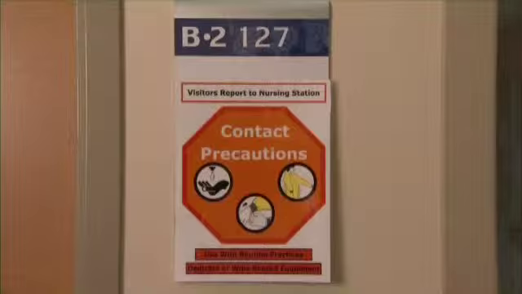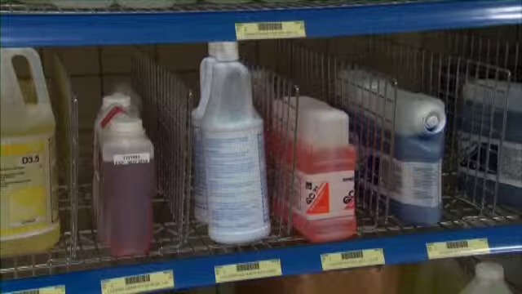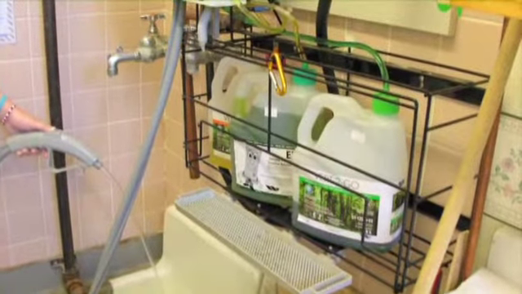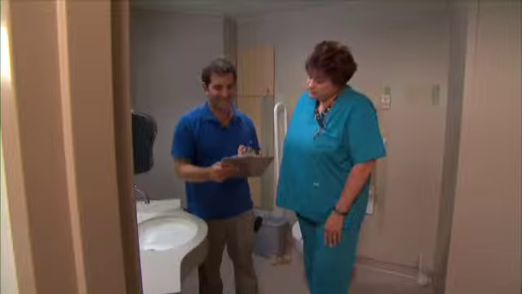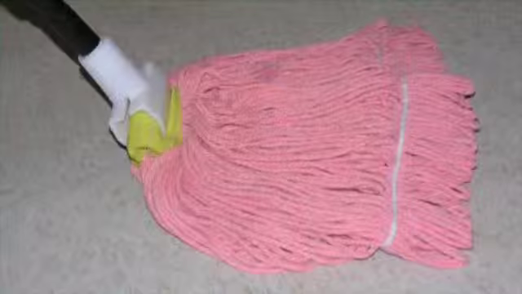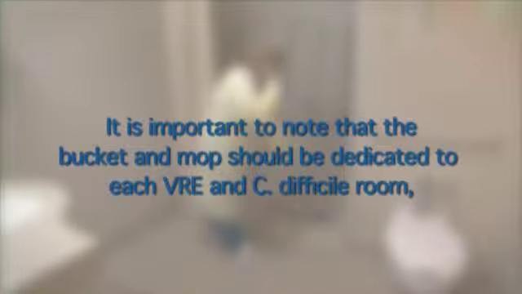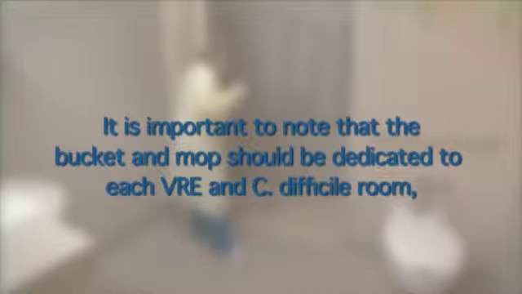Before cleaning a contact precautions room, gather all the materials you will require, including an adequate supply of clean cloths, fresh cleaning solution, and hospital-grade disinfectant, which may be combined into one product. Your supervisor will let you know if two products are required. Also have a dust mop, wet mop, and bucket or a microfiber mop. It is important to note that the bucket and mop should be dedicated to each VRE and C. difficile room and used only for that room until contact precautions are discontinued.